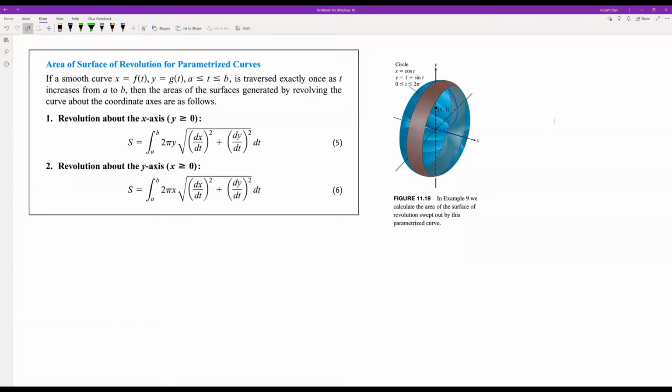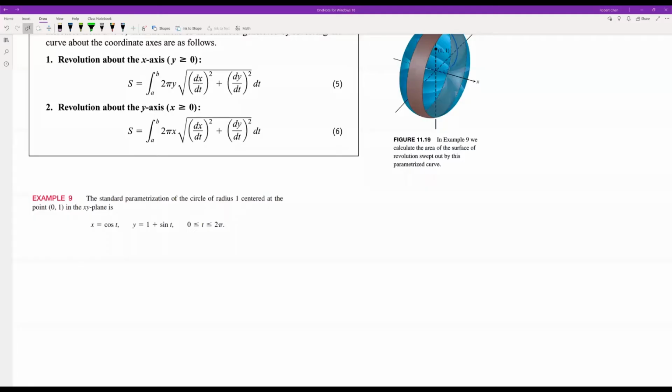Next, we are going to look at the area of surface of revolution for parametrized curves. Just like our regular function, we have some sort of formula to work with. If it's a revolution about the x-axis, then we have this formula here: 2 pi y on the outside, and then inside it's the same thing, the square root of dx/dt squared plus dy/dt squared. If it's revolution about the y-axis, then we have 2 pi x on the outside, and again, the same radicals.